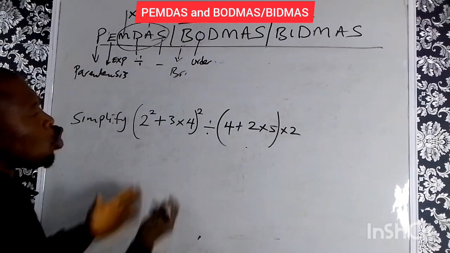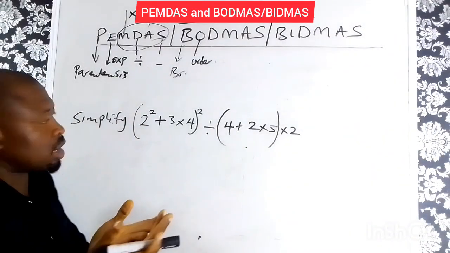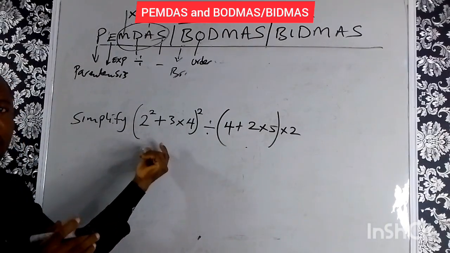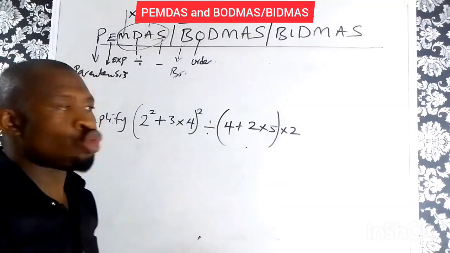Now, these are two brackets. Decide on which one to take first. Of course, we take this one first, deal with values in bracket first, deal with this value, and then from there, you do your multiplication.